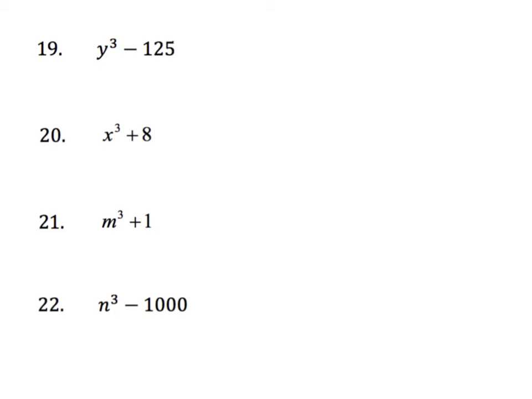In number 19, I want to know what are my perfect cubes. And that would be what cubed gets me y cubed, right? Or what is the cubed root of y cubed? And that would just be y. The cubed root of 125, or what number cubed is 125, gives me 5. So that means I know that y cubed minus 125 factors into, I start with the same sign, y minus 5. And then I set up my trinomial where I know it's going to be the opposite and always positive.